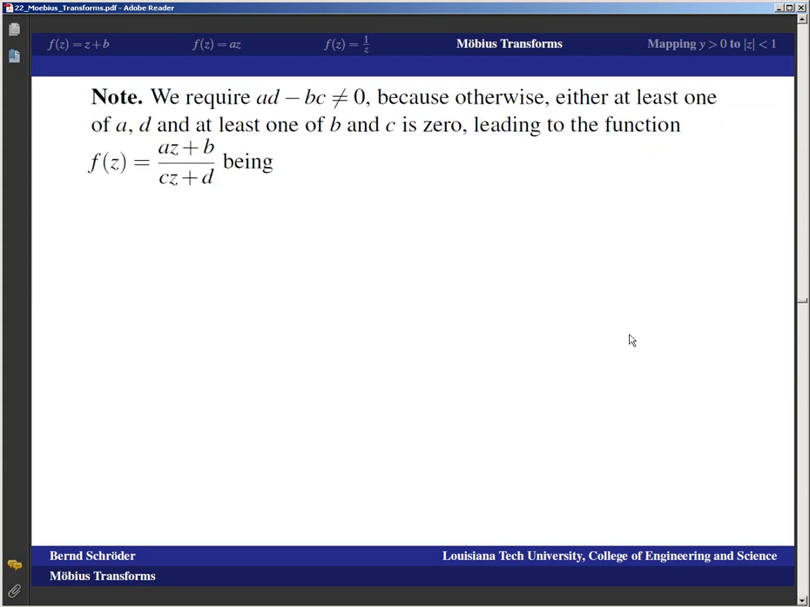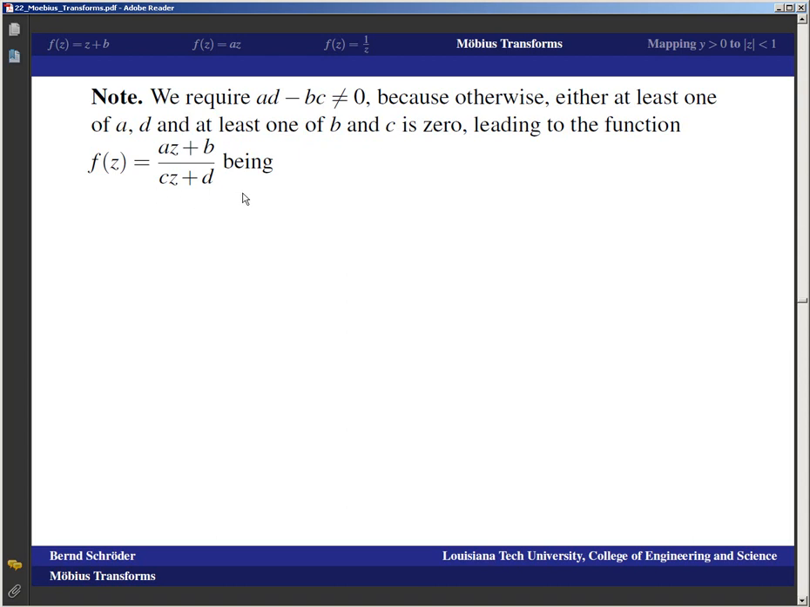Okay, another note, and that is that we're insisting here that this ad minus bc is not equal to 0, and we're insisting on that because otherwise at least one of a and d and at least one of b and c is equal to 0, and that means that the function will be pathological.